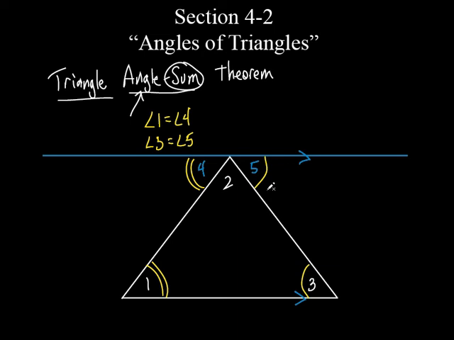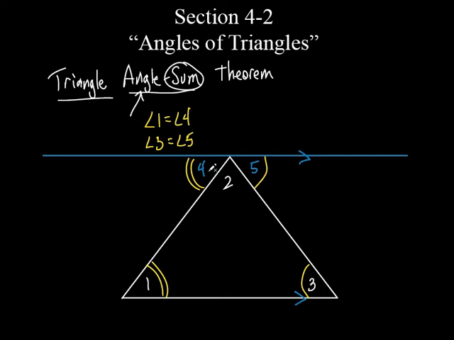Now, what am I trying to do here? And I said it already. I don't know if you caught it or not. I want to take angle 1 plus angle 2 plus angle 3 and see what they actually add up to be. All right? So I don't have any numbers in here at all. So you're thinking, how in the world can I figure out what they add up to be?